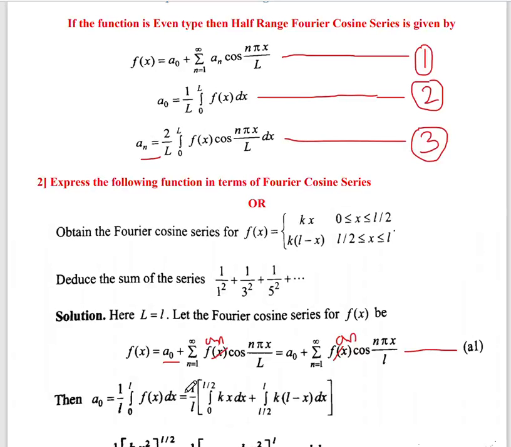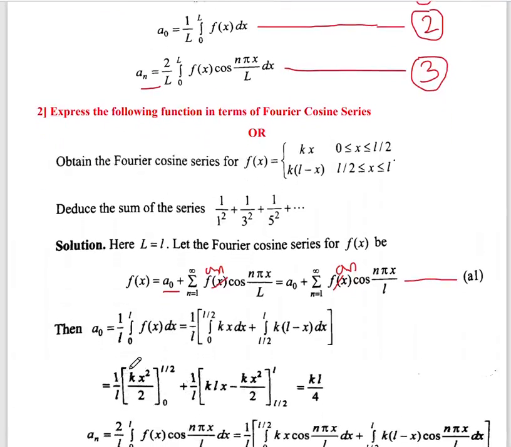Now we have to find out a0, and a0 is given as 1 upon capital L integral 0 to capital L f of x dx. Here capital L is small l. So a0 is 1 upon L integral 0 to L. Now we will split this integral into two parts. The first is 0 to L by 2 and the second is L by 2 to L. In 0 to L by 2, the value of f of x is kx, so write down kx. Then plus the second integral from L by 2 to L, where the value of f of x is k into bracket L minus x dx.